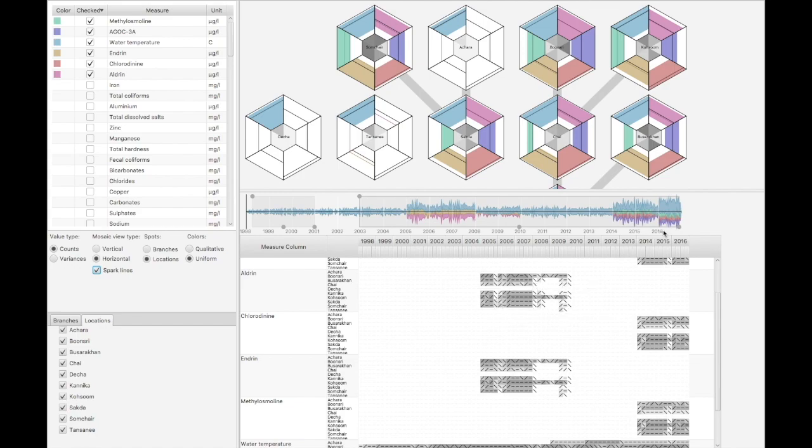The stream graph shows the time on the x-axis and counts on the y-axis. The window on the graph defines the time window for the crystal objects above. These crystal objects visualize the measured values of the chemicals for each location.